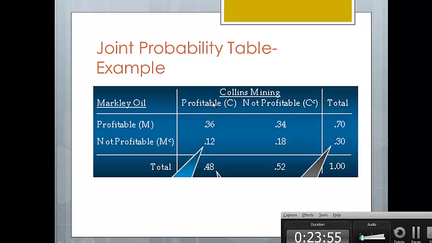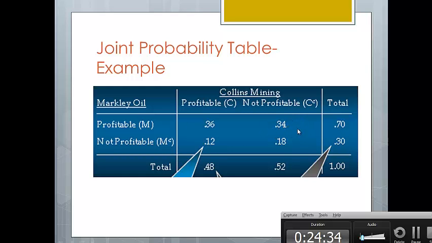Similarly, if we know that the probability that Collins Mining was profitable was 48%, then the complement of event C, of Collins Mining being profitable, must be the probability that Collins Mining is not profitable, which must be 52%. And then we can go in and look at these internal relationships here. So this 36% is the probability that both Markley and Collins Mining are profitable. So we knew that 36%. Well, how do we get this 34%?